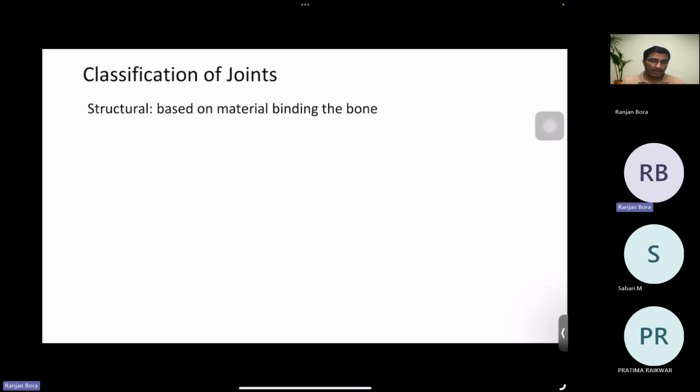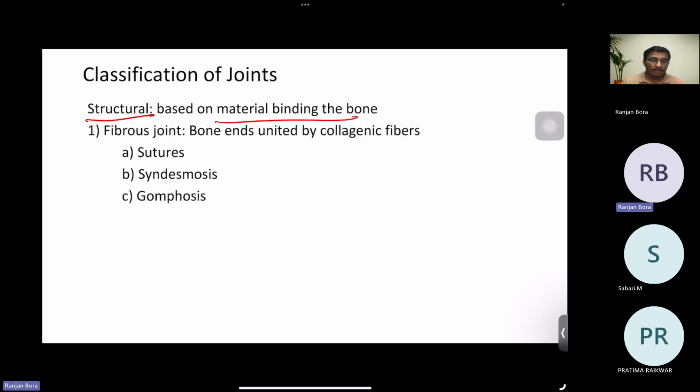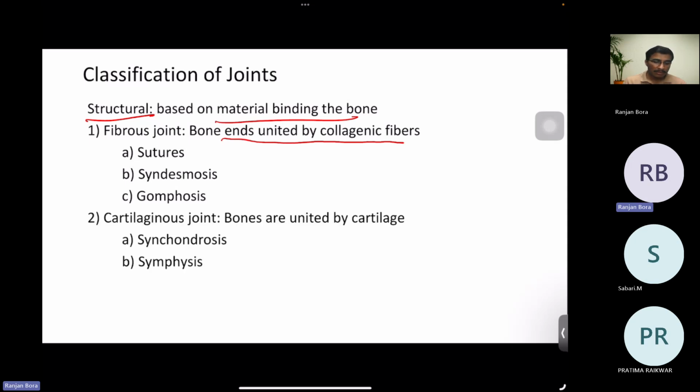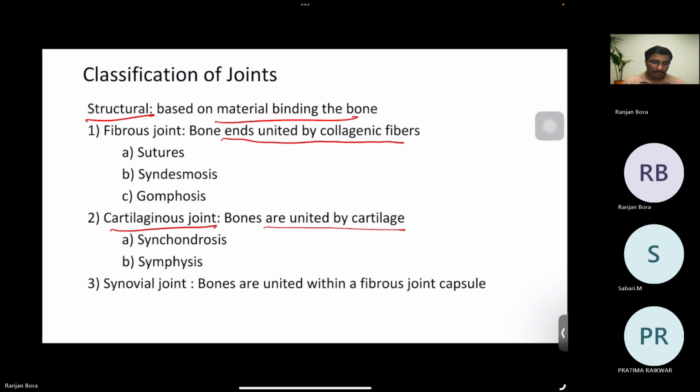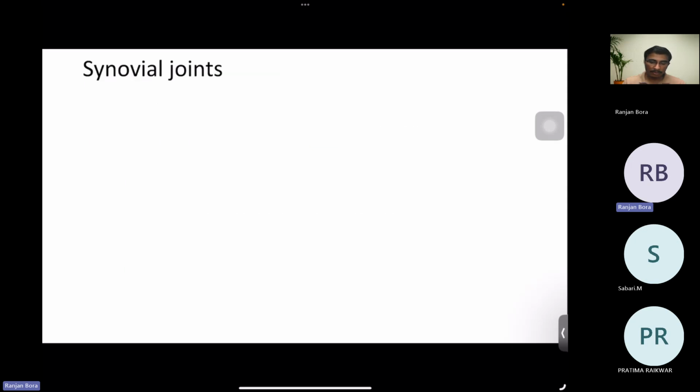So classification of joints based on the structural means the material binding of the bone. One classification is known as fibrous joint, where bone ends are united by collagenous fibers. In this also there are three classifications. One joint is known as cartilaginous joint, where bones are united by cartilage. There are two types, synchondrosis and symphysis. And one is the synovial joint, where bones are united within a fibrous joint capsule.